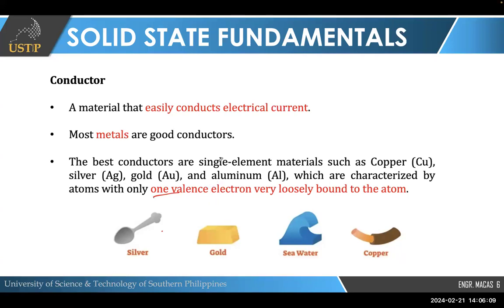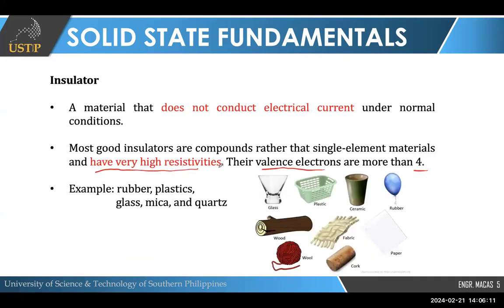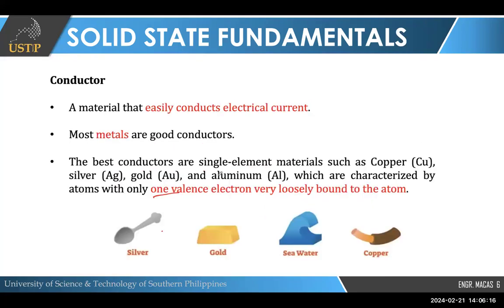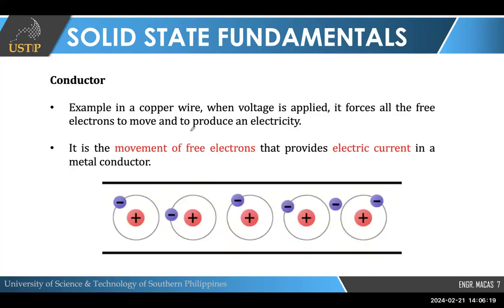As compared to your insulator, which has more than 4 valence electrons, not necessarily 5. Okay, so for example, in a copper wire, as I mentioned last time, the process of losing your valence electrons to become free electrons is ionization. Meaning your electrons gain enough energy to jump from one atom to another. So, when does that happen? Of course, when there is heat, and when there is voltage applied.